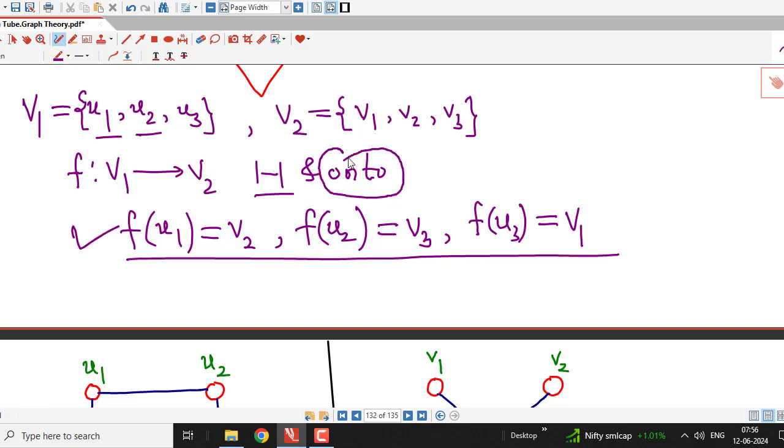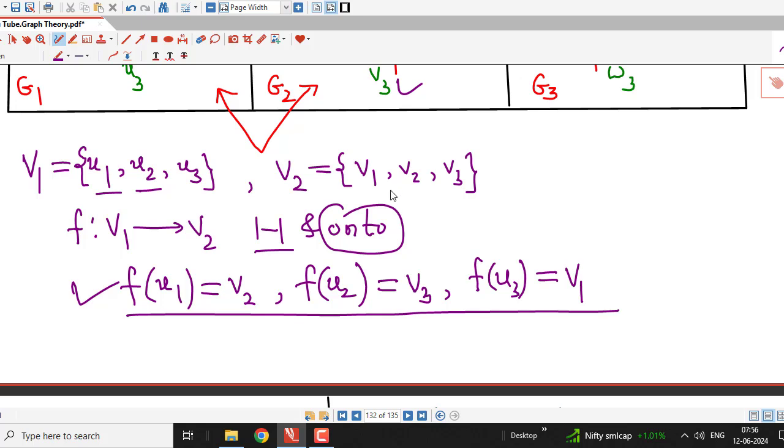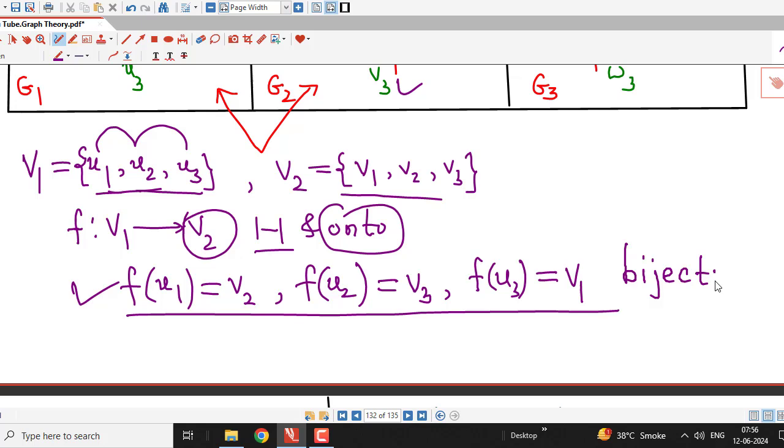For onto, what do we have to check? We have to check that every element of the codomain is the image of some element from the domain. Here all the elements V1, V2, V3 are images of some elements of V1. Therefore this function is 1-1 and onto. In other words, it is a bijective function. This is the first requirement.